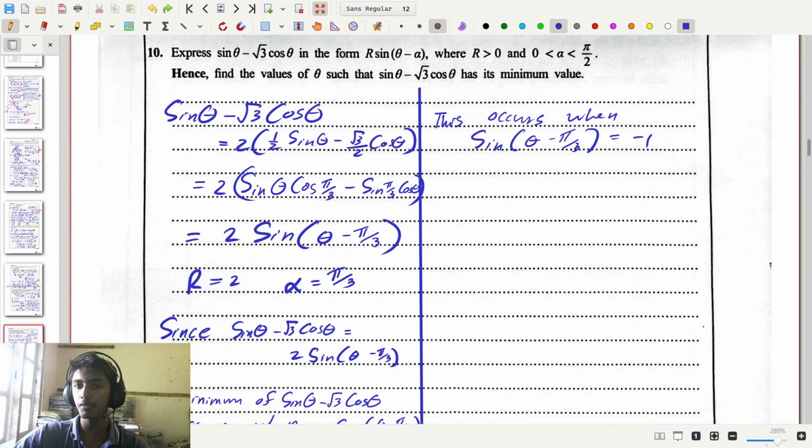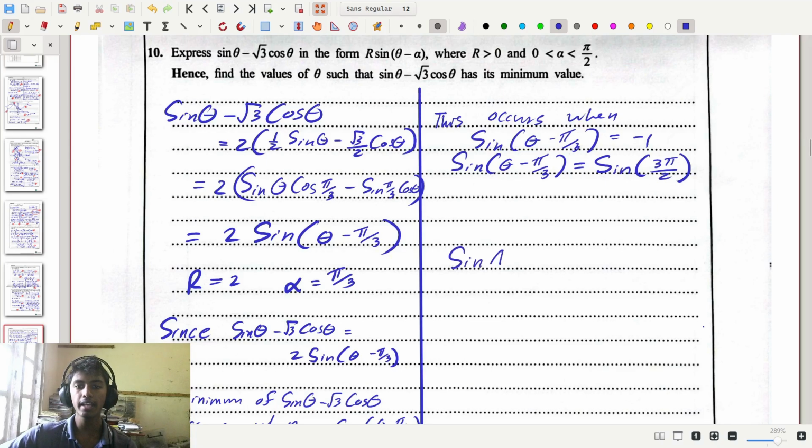Now there are an infinite number of solutions for sine of theta minus pi by 3 equals -1. In order to find all of them, we're going to write -1 as the sine of some angle. So the sine of theta minus pi by 3 is equal to the sine of some angle, which in the case of -1 is going to be 3 pi by 2. The sine of 3 pi by 2 is equal to -1. So now we have the sine of one angle being equal to the sine of another angle.